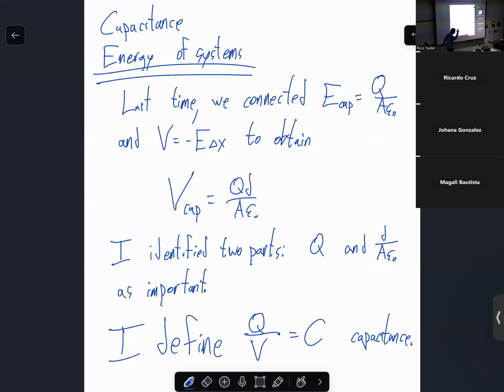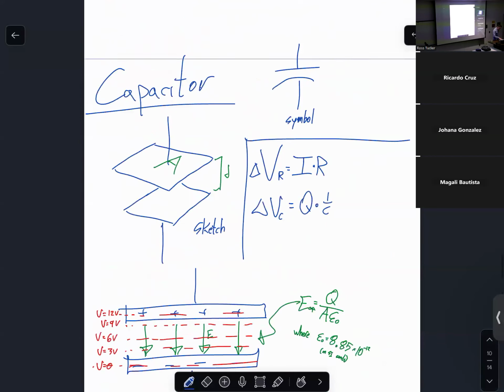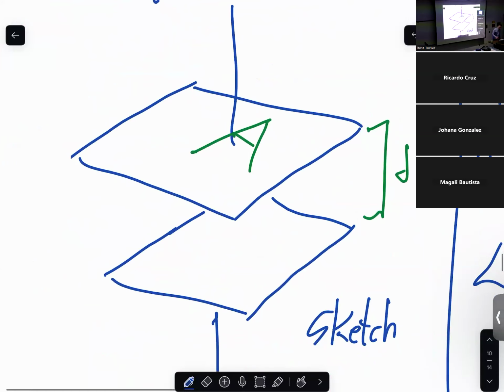As for the delta X turning into D, I go back to showing the sketch I made of a capacitor. Here's a sketch of a capacitor. It's two metal sheets of equal area A, separated by a distance D, and you smear some plus and minus charge over these.